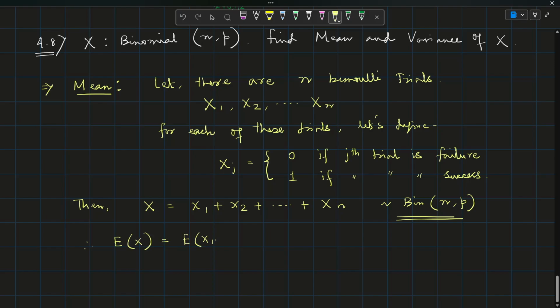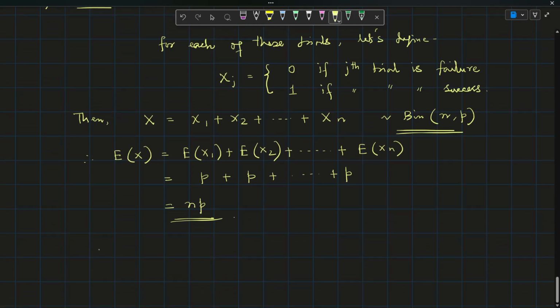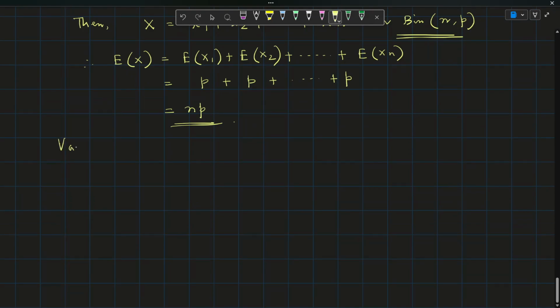Now the expectation of X is the expectation of X1 plus the expectation of X2, and so on. This is just the property of expectation, and all of them are p. So there are a total of n p's, and the value is np. So the expectation of X is np, which is the mean. The formula for the mean and variance of a binomial distribution is given in a previous video, so these are just the proofs.